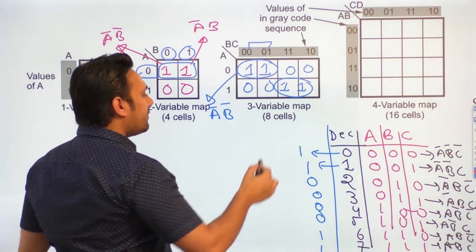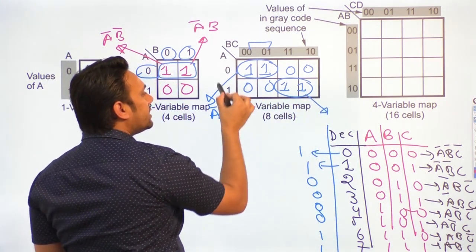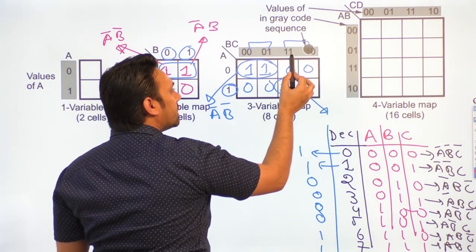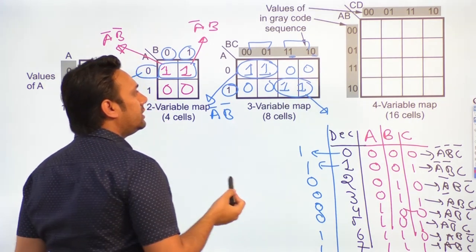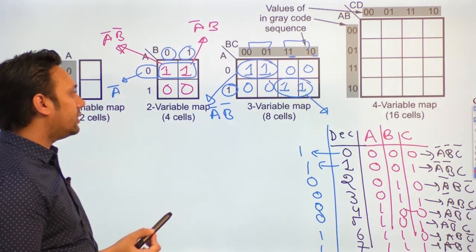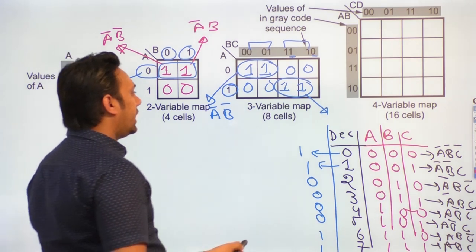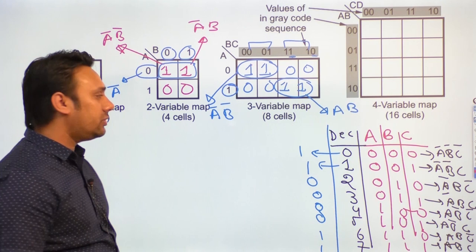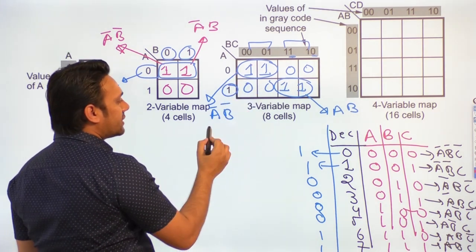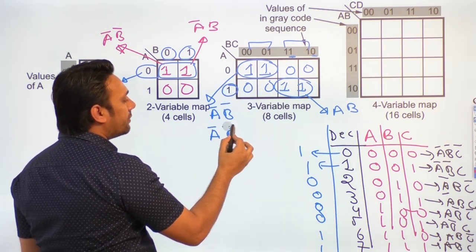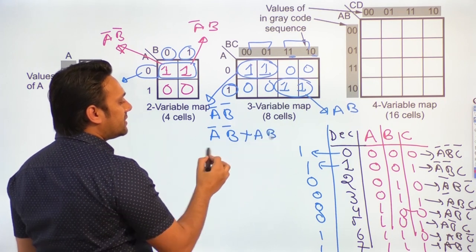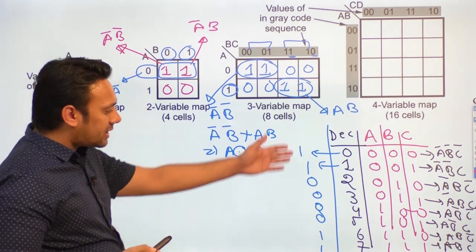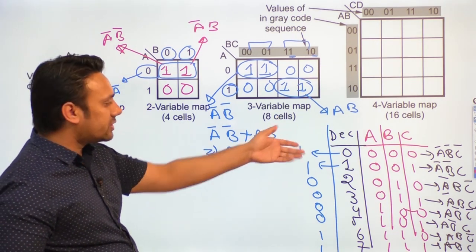Correct? In the same way, if you look at this combination, A remains the same, the value of A is only 1, and the value of B is also the same. Only the value of C is changing. Therefore, I can write this combination as AB. So, if I represent this with an expression, it will be A complement B complement plus AB, which represents A XNOR B.